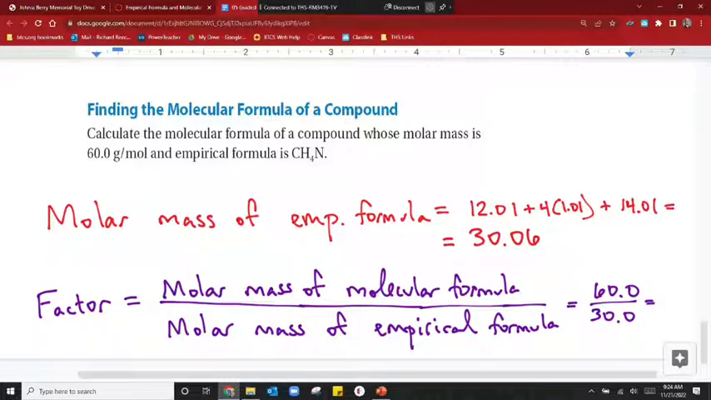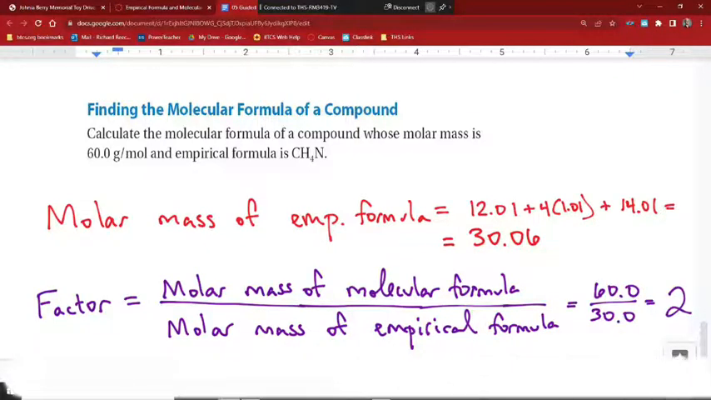So what's my factor here? What's my factor going to be here? What do you think, Turner? If it's 60 over 30? 2. So that means if the factor is 2, it means we need to take that empirical formula and we need to multiply everything in it times 2. So I'm going to just double everything.